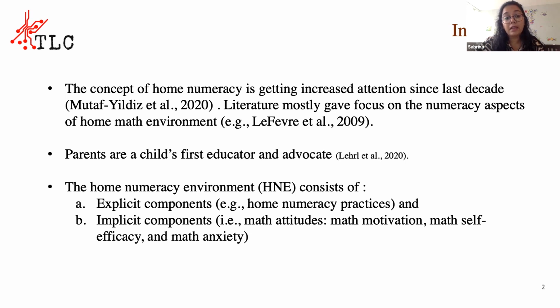For the implicit components, math attitude is one of the most significant or vital underlying factors. As I already mentioned, children and parents are both involved in the home numeracy practices, so parents' math attitude and children's math attitude both matter. In our study, we use the term math attitude by combining several features, such as math motivation, math self-efficacy, and math anxiety. Both the explicit and implicit components contribute to children's math development.